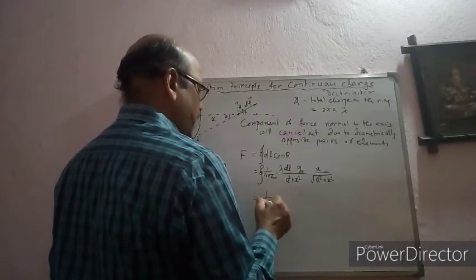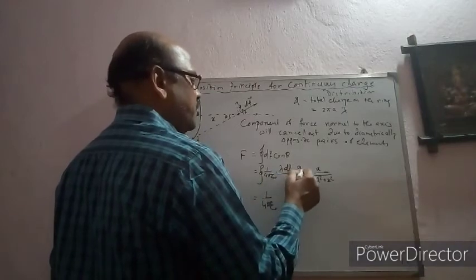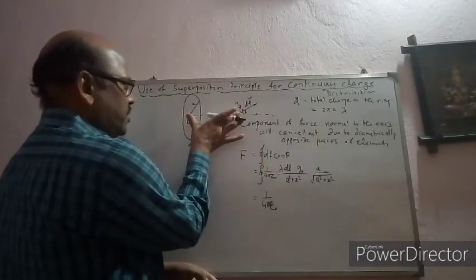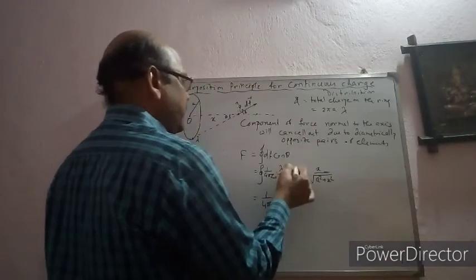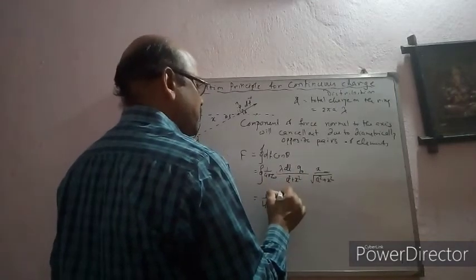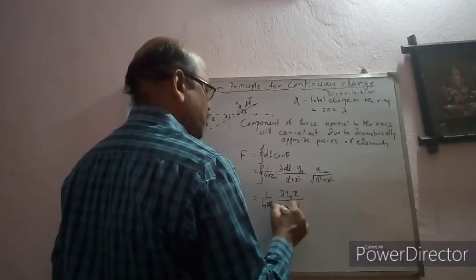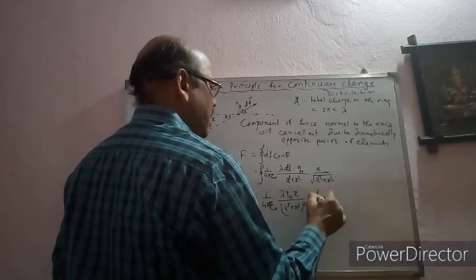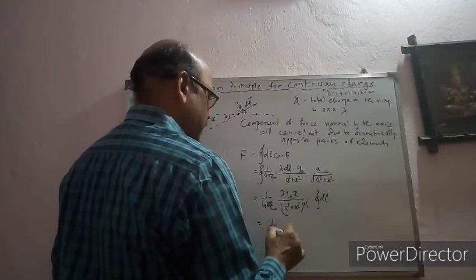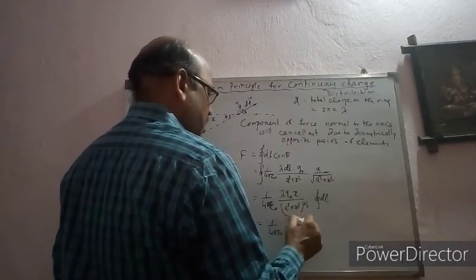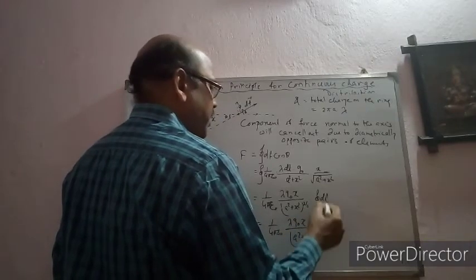This equals 1 by 4 pi epsilon naught. Take the constants out. Lambda, q naught, x are all constant. X does not change with the element. So x is constant here. L is variable, the dl term is variable. So with constants out, we have 1 by 4 pi epsilon naught, lambda q naught x by a square plus x square to the power 3 by 2, into the integral of dl around the closed loop.